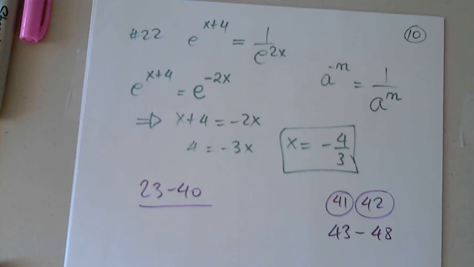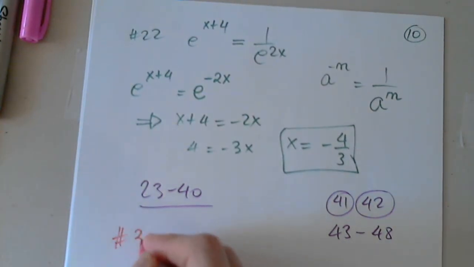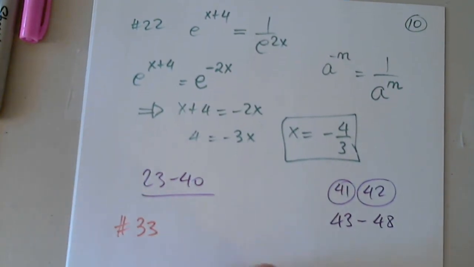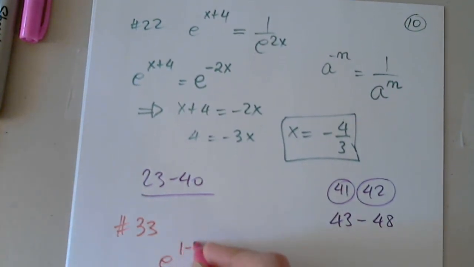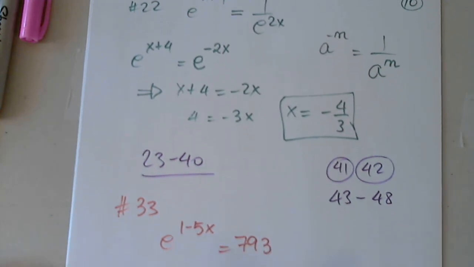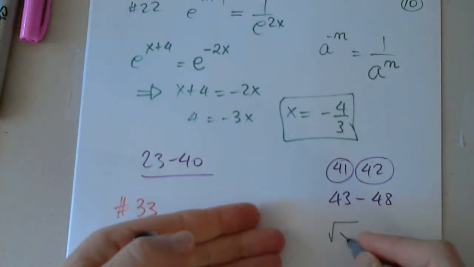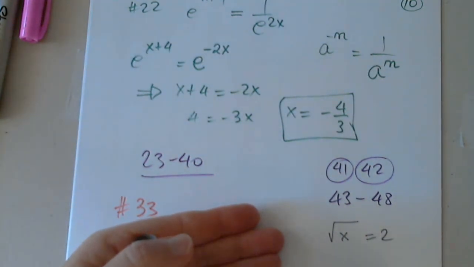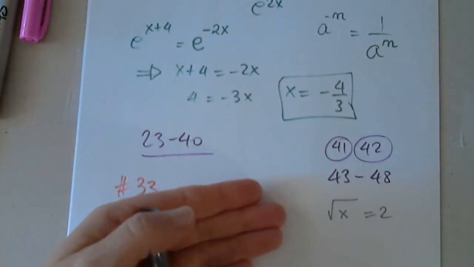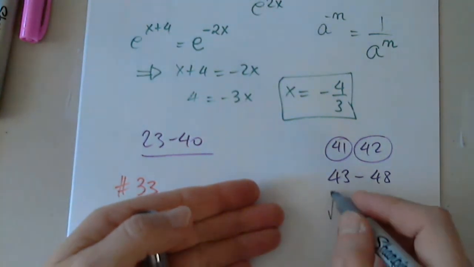We do 33. 33 it is. Okay, so e^(1 minus 5x) equals 793, I think it's 5x, correct me if I'm wrong. Yeah, it's 5x. There is no way I can present the left-hand side with base e and the right-hand side with base e. It doesn't work. So, do you remember what we did when we solved the equation, the square root of x equals 2? What did we do to both sides? We squared them. Right. We squared.